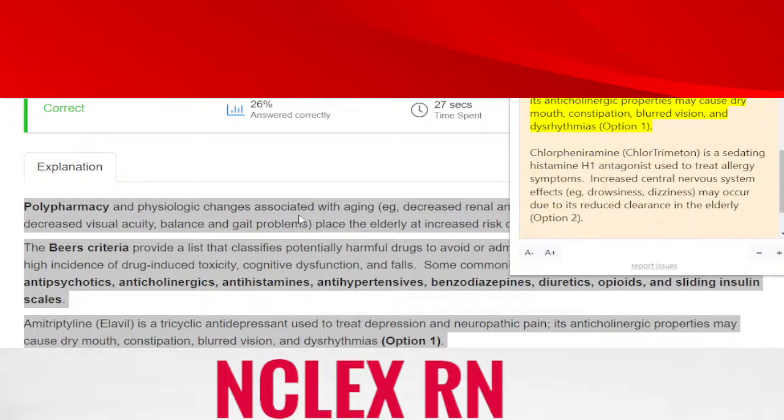Amitriptyline (Elavil) is a tricyclic antidepressant used to treat depression and neuropathic pain. Its anticholinergic properties may cause dry mouth, constipation, blurred vision, and dysrhythmias. Option 1.